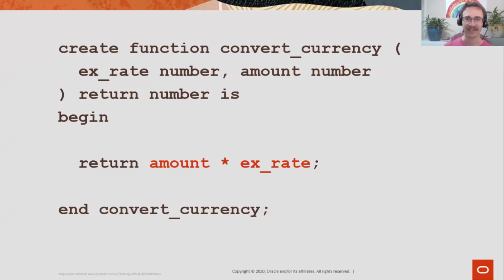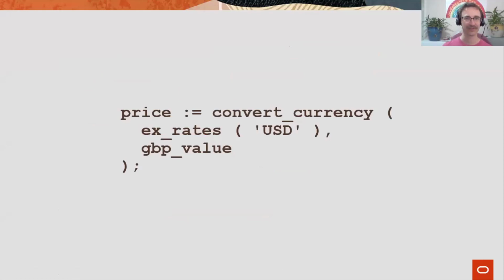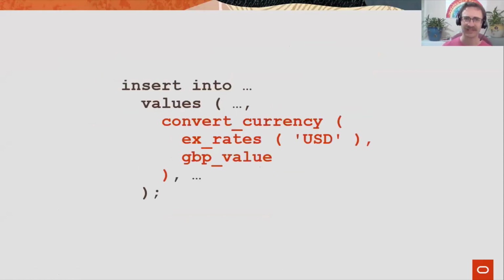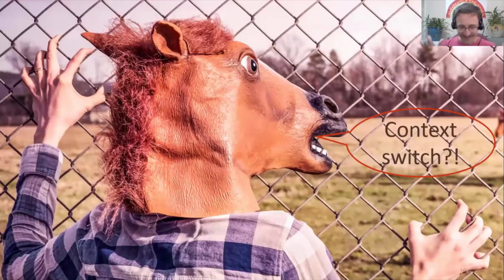So instead of doing the calculation directly in the code, we can just call this function. We can do that to initialize PL/SQL variables, or we can use it in SQL like this: insert values, select statement, and so on. However, as soon as you start calling PL/SQL in SQL, there's always someone who starts panicking and going, danger, danger, we've got the context switch, performance, it's all going to get really slow. What do we do about this?